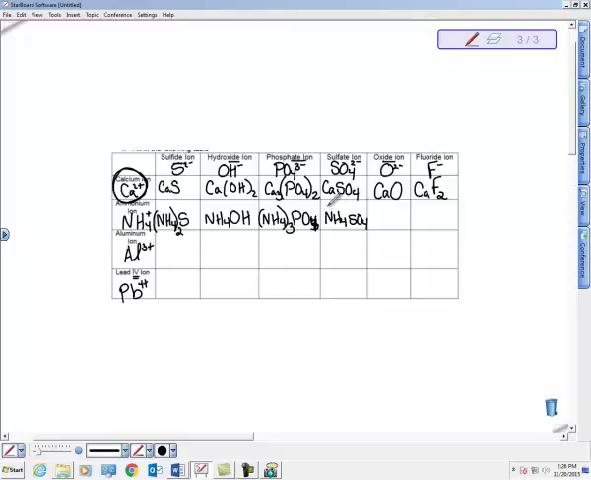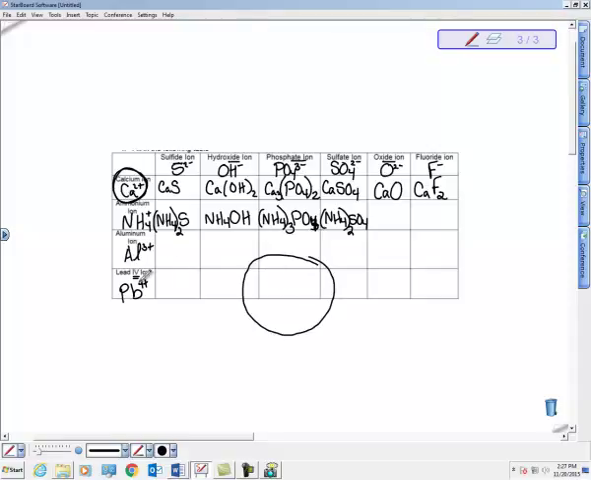Ammonium sulfate. Not a perfect match. This guy's -2, this guy's +1. So you're going to need a couple of those to balance it out. Alright, do you guys get the drift of this particular guy? Yes. Do you want to do one of the leads? Alright, I know which one I want to do. I want to do this one.